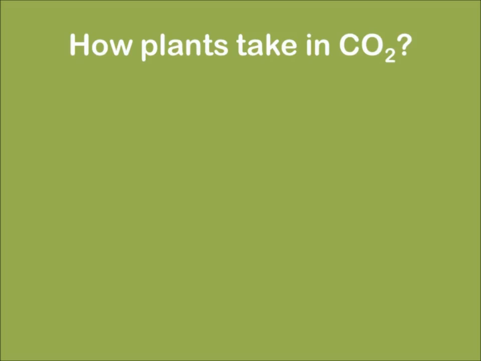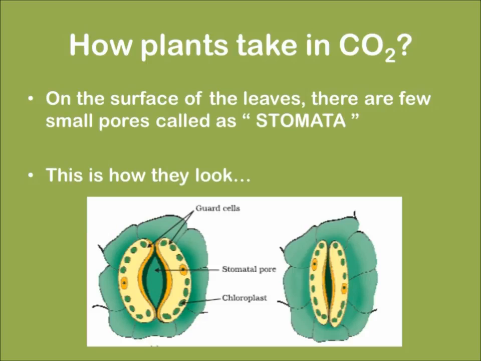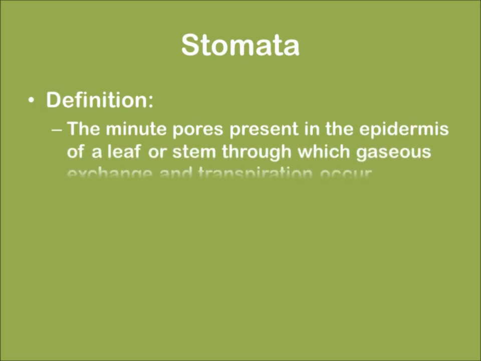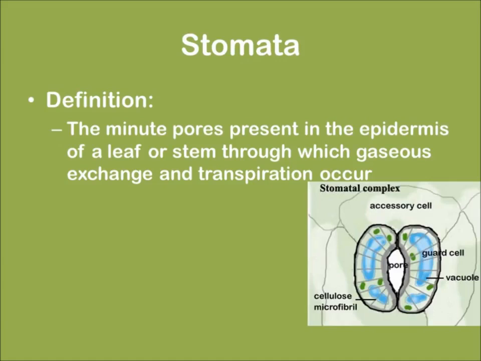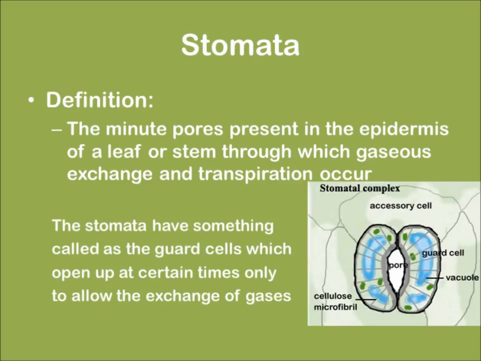Now let us learn how plants take in carbon dioxide. On the surface of the leaves there are a few small pores called stomata. This is how they look. Now let us learn about the stomata. The definition. These are minute pores present on the epidermis of a leaf or a stem through which gaseous exchange and transpiration occurs. Given below is a photograph of a stomata. This stomata has something called guard cells which open only at certain intervals to allow the exchange of gases.